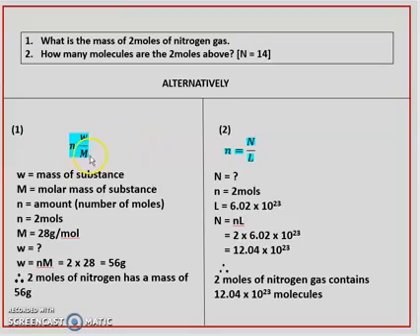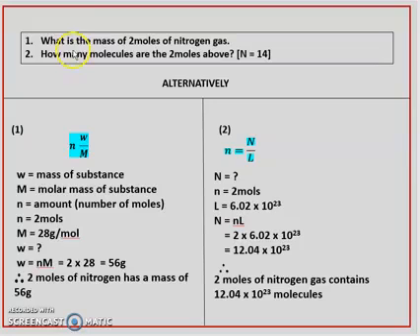Alternatively, solving the first question, we can use this formula: n equals W over M. I hope you still remember this formula from the last video. n here, the small letter n, is the amount, which is the number of moles, while W here is the mass of the substance we are looking for, or the mass of the substance given. I use W. Some textbooks use small letter m, but to avoid confusion, I use W to represent the mass, while capital M is the molar mass of the substance in question.